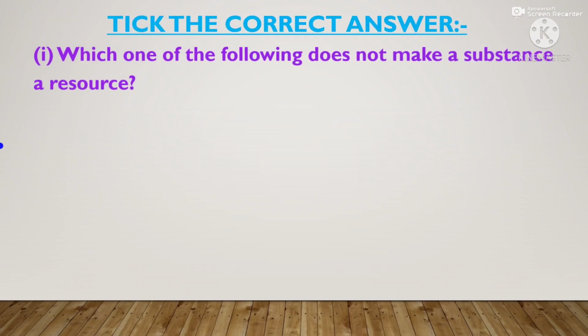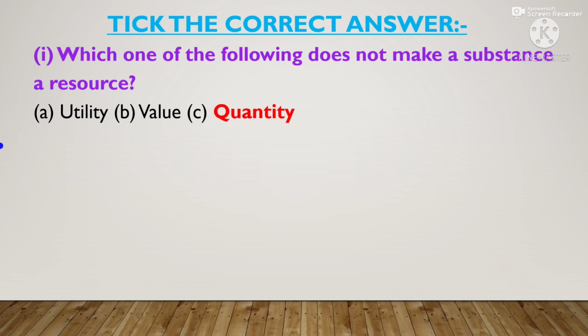Question number one: which one of the following does not make a substance a resource? A, utility. B, value. C, quantity. The correct answer is quantity, because all of you know that all resources have two characteristics. One is utility or usability, the second one is value. So quantity is the thing that does not make a substance into a resource.